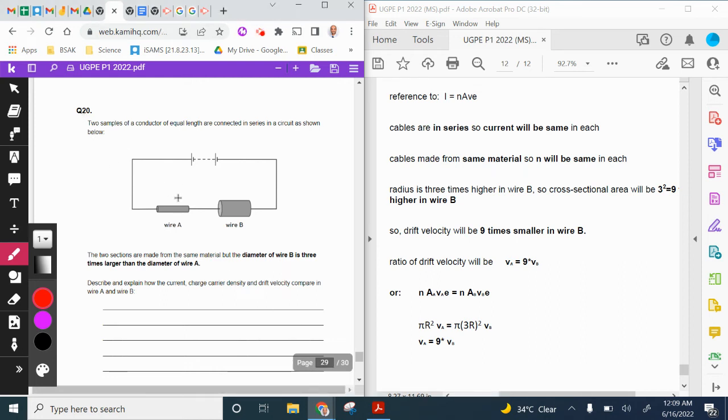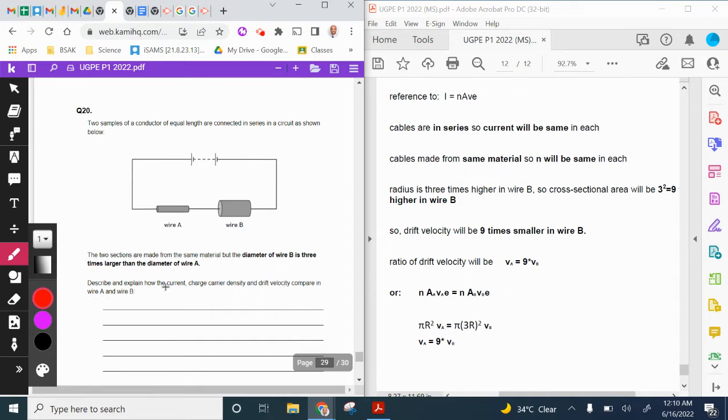Okay, question 20. We've got a circuit, we've got two wires connected in series, and we have got another piece of information where it says the diameter of wire B is 3 times larger than diameter of wire A. So describe and explain how the current, charge carrier density, and drift velocity compare in wires A and B.